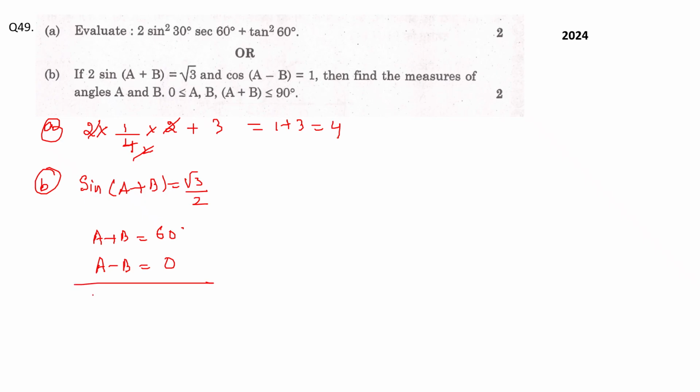Now let's add it. So 2A is equal to 60 degrees. So A will be 30 degrees. From here, A minus B equal to 0 means A is equal to B, equal to 30 degrees. So that's all you have to find. The value of A and B is both 30 degrees.